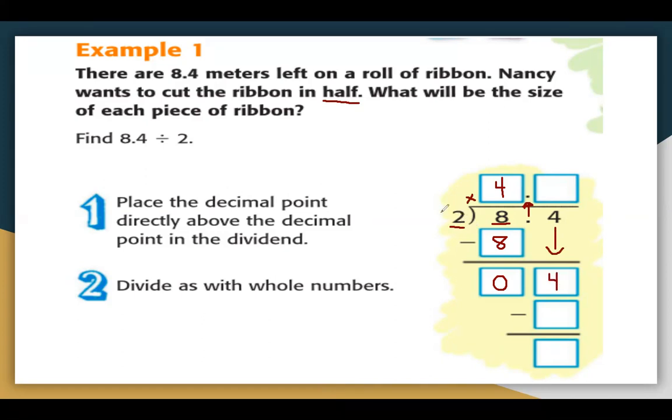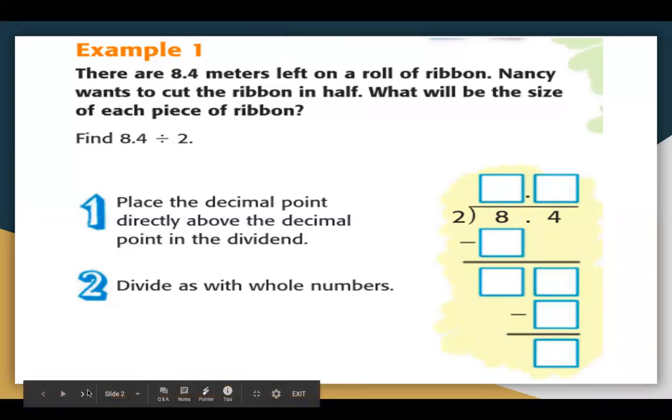Okay, now I look at how many times 2 can fit into 4. I know 2 times 2 gives me 4. I end up with 0 again, and I'm okay with that because there's no other numbers to bring down. So my final answer ends up being 4 2/10. Okay, so there's example 1. Let's look at our next example.